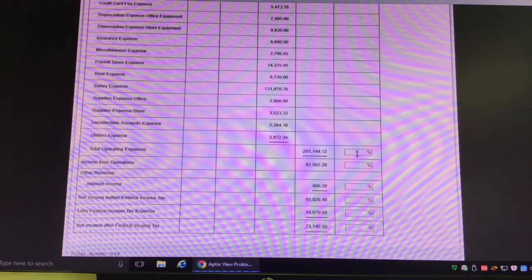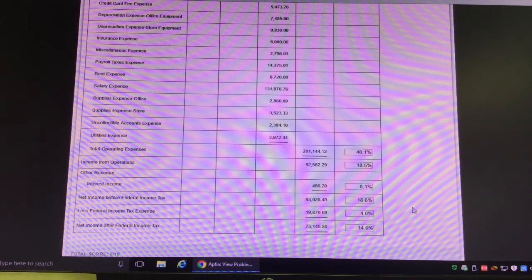I scroll down, we're going to do the same thing with these last values. My total operating costs is going to give me 40.1. My income from operations is going to give me 18.5. My interest is going to be 0.1. The net income before the taxes is 18.6. The taxes themselves is 4. And at the end of the day, my net income after federal income taxes is 14.6%.